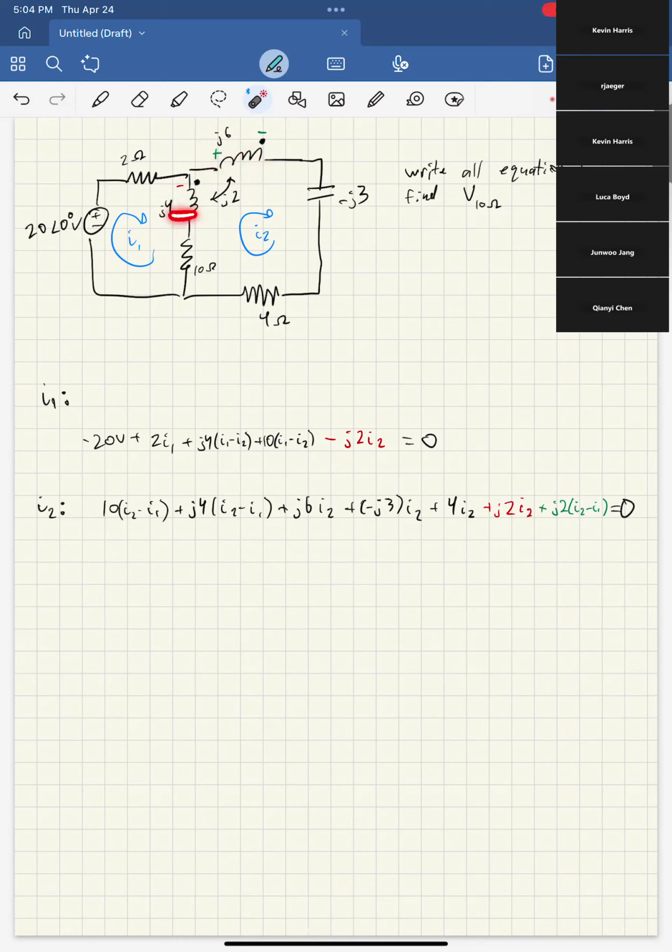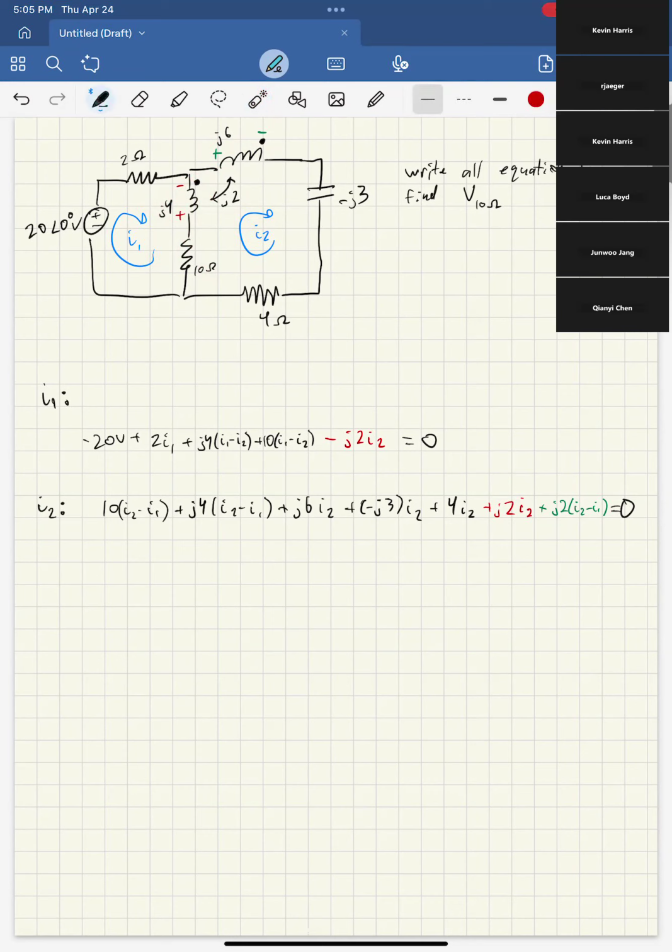So for this red voltage that was induced, we're looking at the current going through the other inductor. Here, the current going through the other inductor is I2, right? And that's how we get J2 times I2. Whereas for the other one, it's still J2 because we're still looking at that mutual inductance term. But this voltage is induced by the current going through that inductor, and the current going through that inductor is I2 minus I1 because we have I2 going up and we have I1 going down and they will subtract. Cool. Anyway, we're almost done with the question.